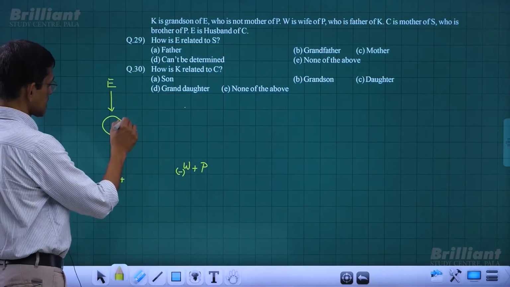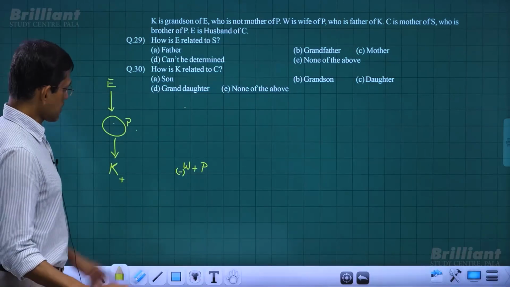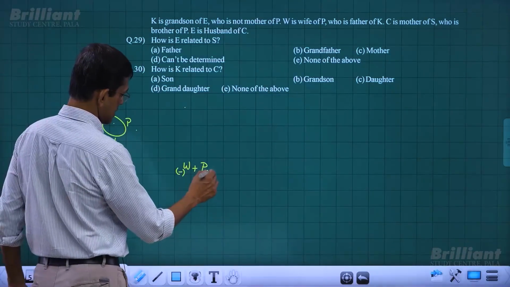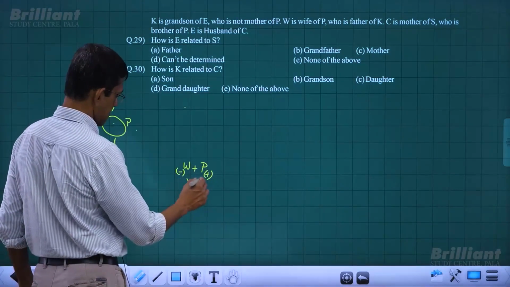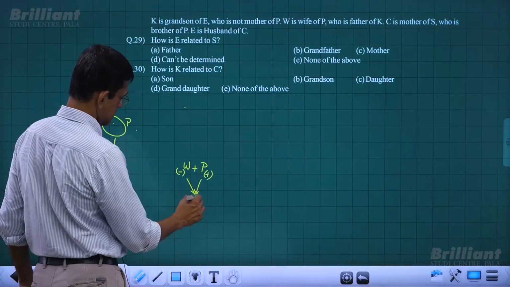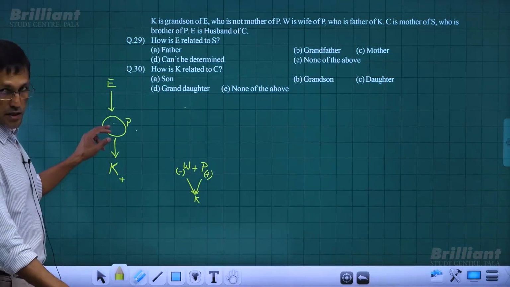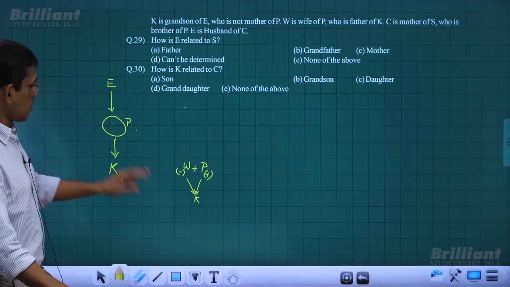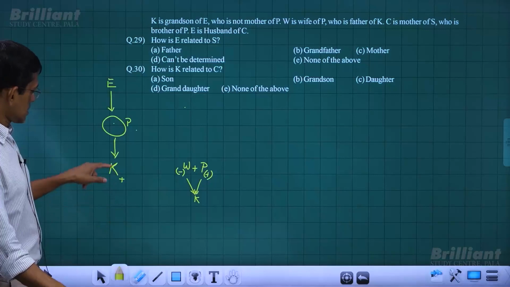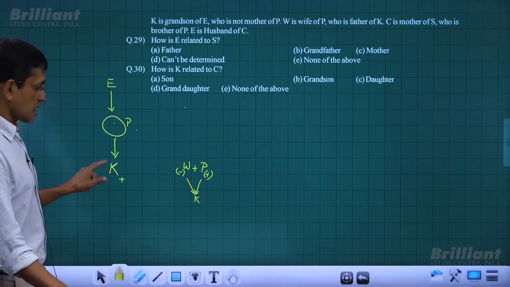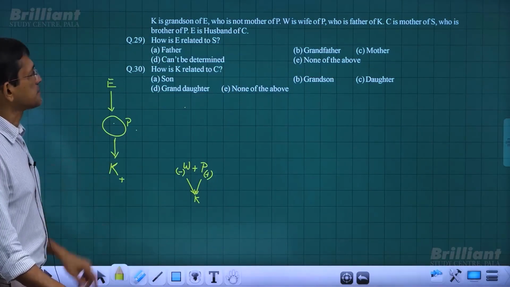So anyway, P is here, and P is a male. Of course, we know that P is the father of K. So ultimately, W and P are the parents of K. Either W is the daughter of E or P is the son of E. That is how K became the grandson of E.